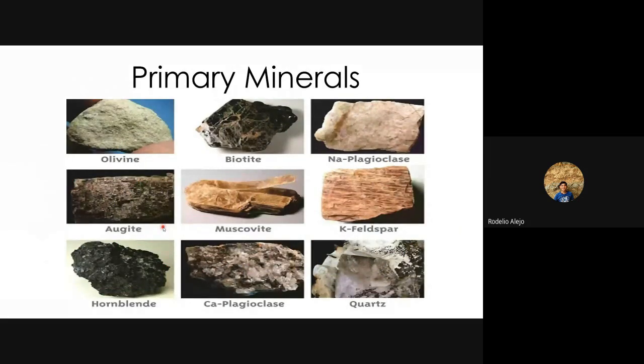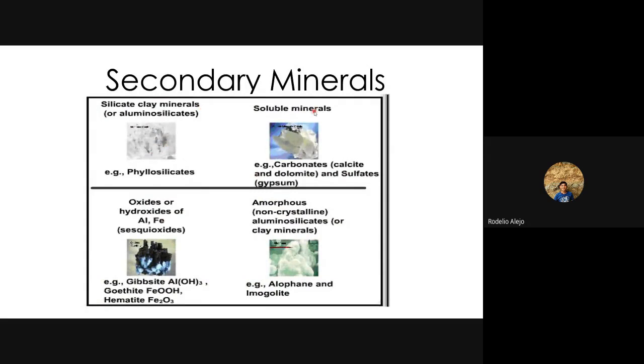So these are the primary minerals: olivine, biotite, sodium plagioclase, augite, muscovite, potassium feldspar, quartz, calcium plagioclase, and hornblende. Then we have the secondary minerals, which are smaller in diameter. We have silicate clay or aluminosilicate, an example of which is phyllosilicates. Then we have the soluble minerals like calcite and dolomite, which are composed of carbonates, and the sulfates and gypsum. Dolomite is quite familiar to you. Dolomite is actually a carbonate of calcium and magnesium.